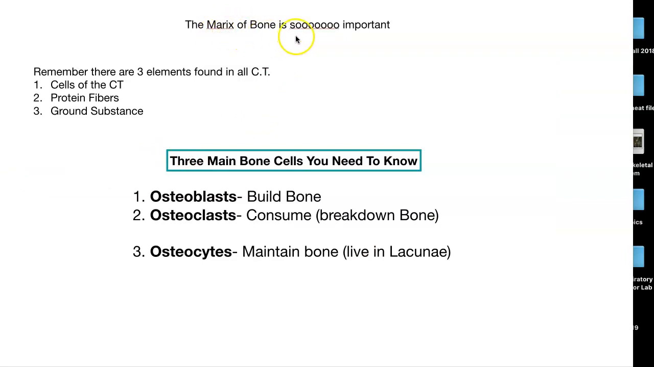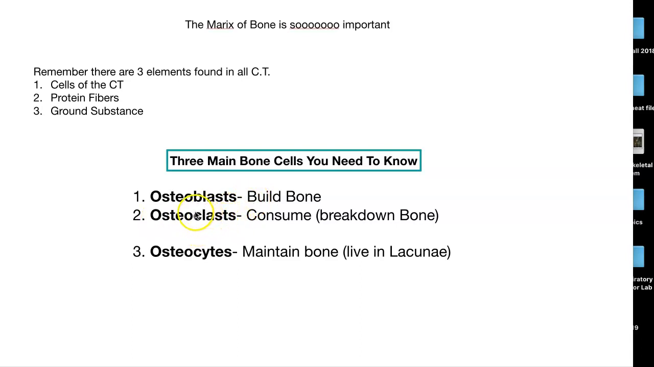Just to remind you, the matrix of bone is so important. We said there were 3 elements found in all connective tissue: the cells of the connective tissue, protein fibers, and ground substance. We've already talked about this with bone. This is your matrix. So let's talk about the cells of bone. There are 3 main bone cells you need to know. Osteoblasts. That B stands for, think of it as building the bone. These little guys are building bone, making new bone.